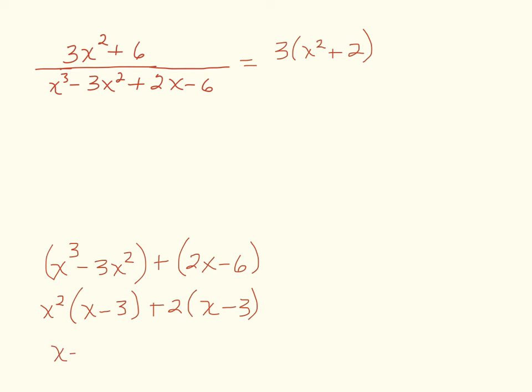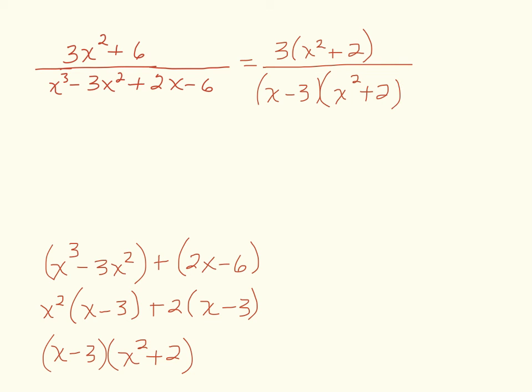So I have x minus 3 times x squared plus 2. That's what the bottom factors to. So it factors to x minus 3 times x squared plus 2. But what cancels with that in the numerator? The x squared plus 2 cancels, right? So that factor cancels with that one.